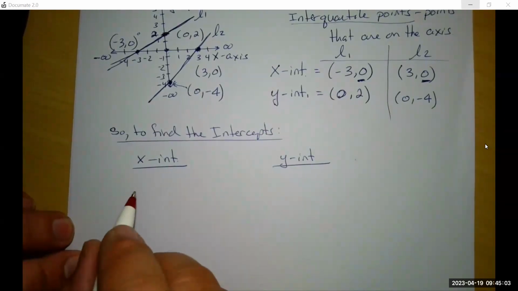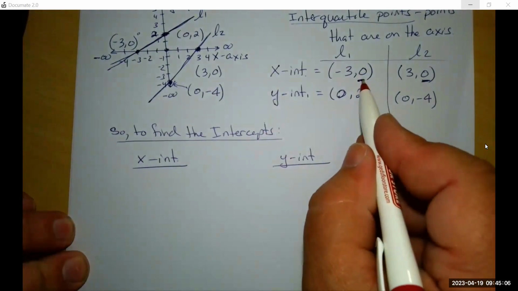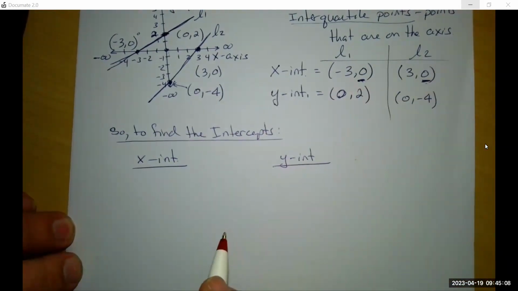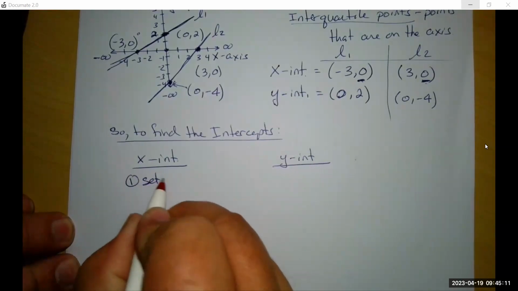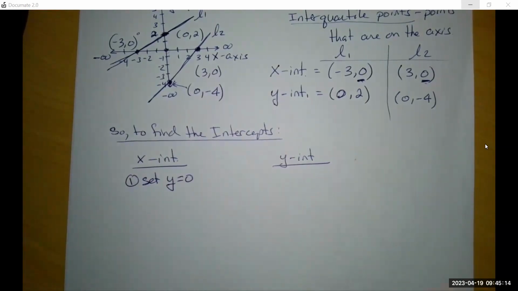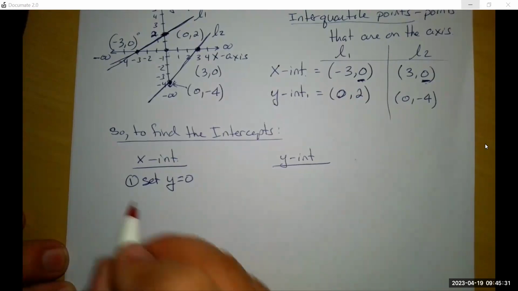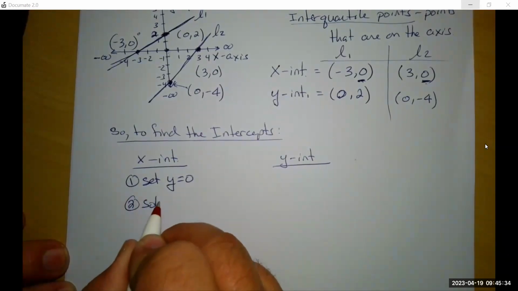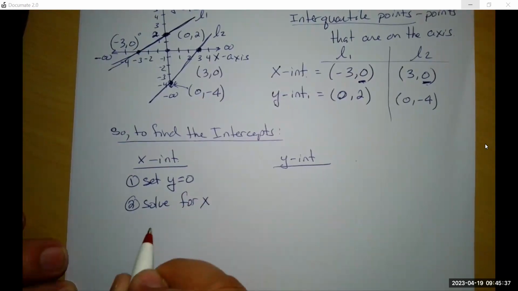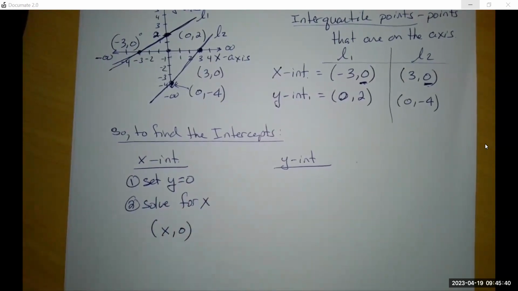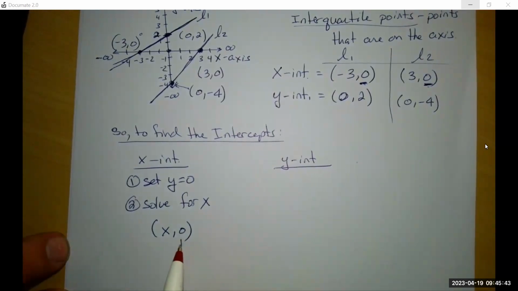Yes. On the x-intercept, you have to cross the x-axis, so the y's have to be zero. So the first thing you do is set y equal to zero. The parentheses can't be it. The comma can't be it. So the only thing left in there was zero. So set y equal to zero, get rid of all the y's, and then solve for x. What you're left with is the x-intercept, which always has a zero in the y.